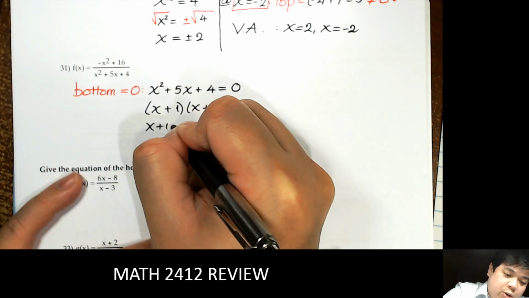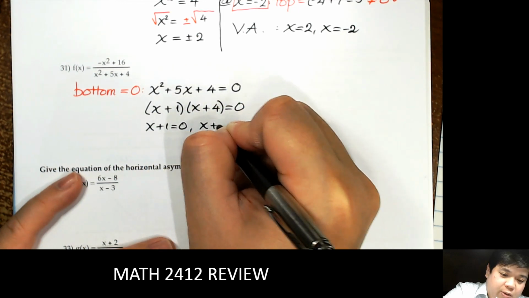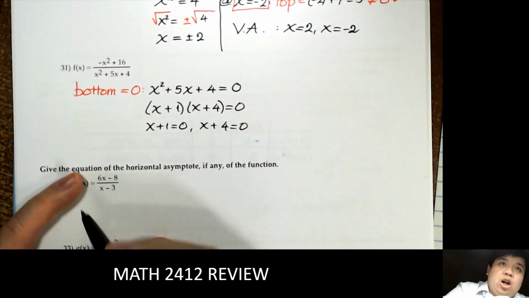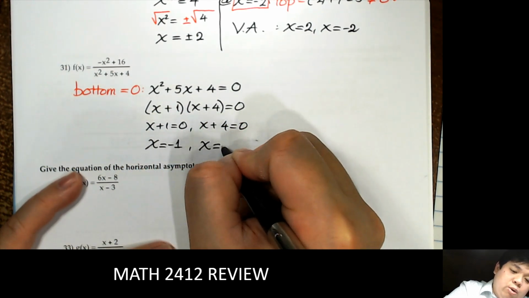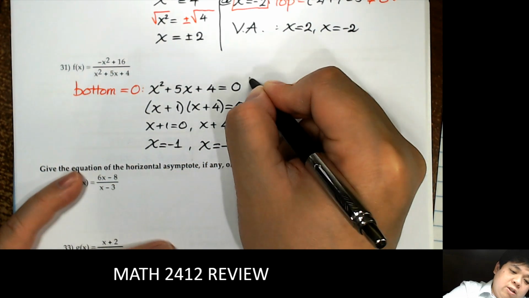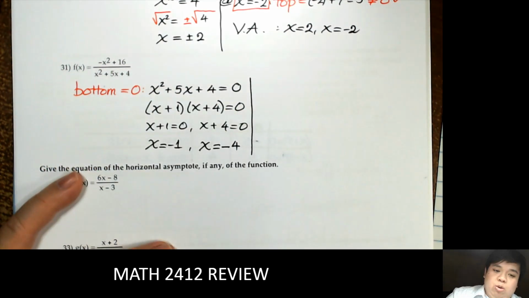x plus 1 equal to 0, x plus 4 equal to 0. So we have x equal to negative 1 and x equal to negative 4. That's where the bottom is equal to 0.